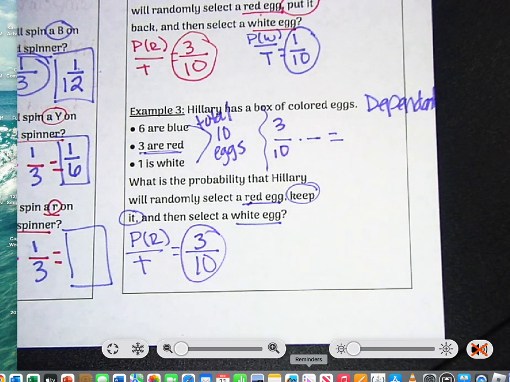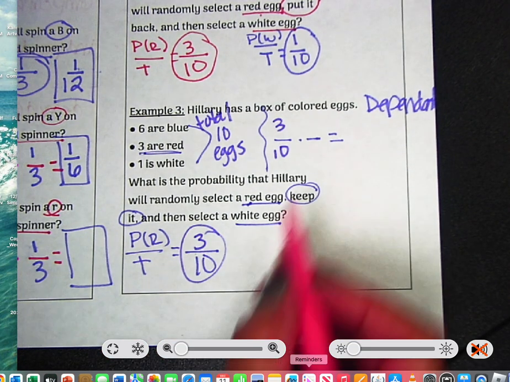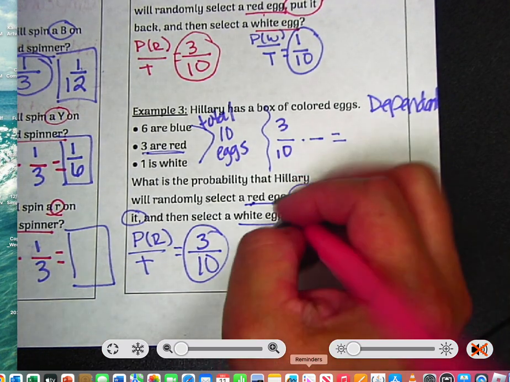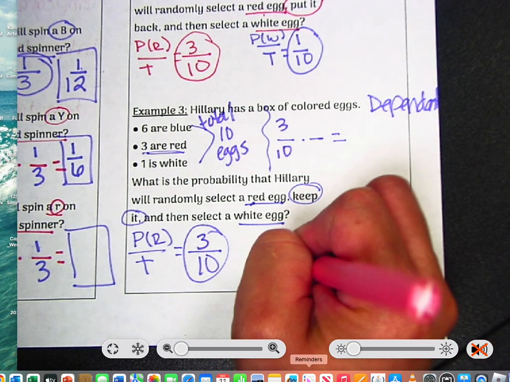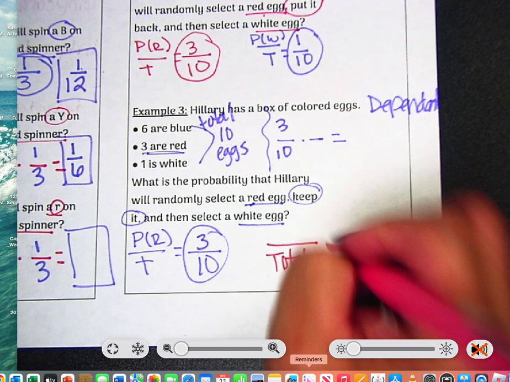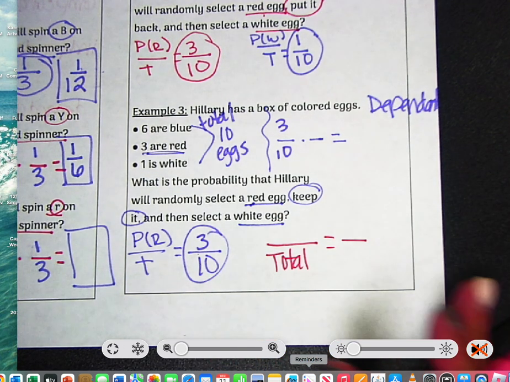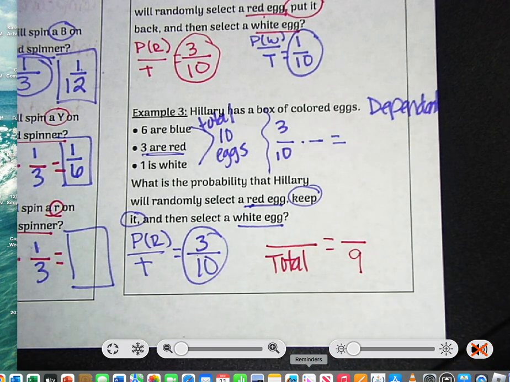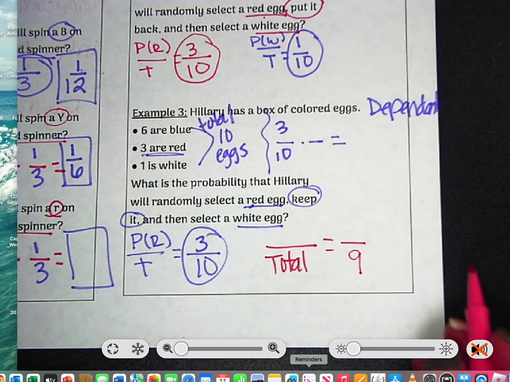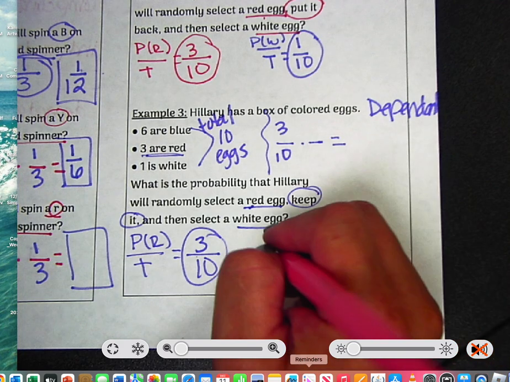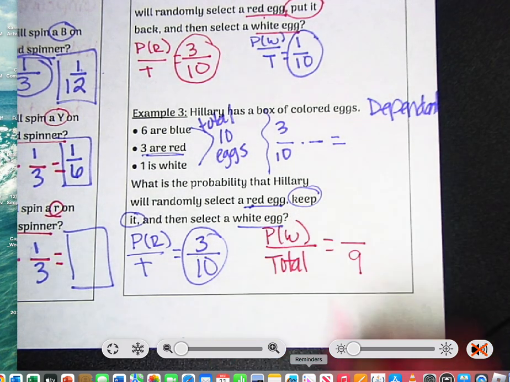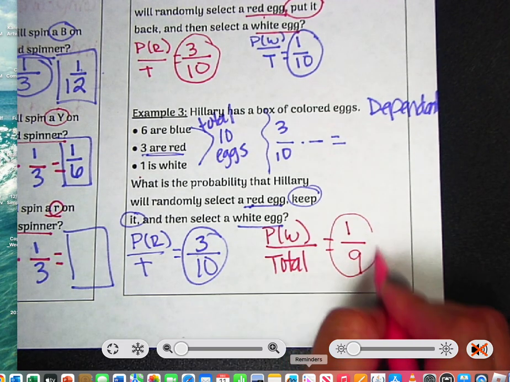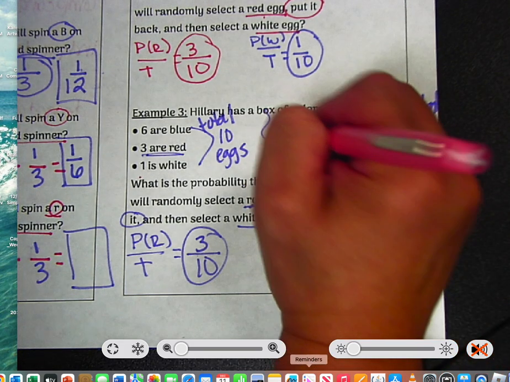Okay, the second event changes because she grabbed the red egg and she put it away. So now your total is not 10. I took 1 out and didn't replace it. So how many total eggs do I have? 9. All right, so this time they're asking the probability of a white egg. So how many white eggs do I have? 1 out of 9, that's my second event. So I'm going to write it here.